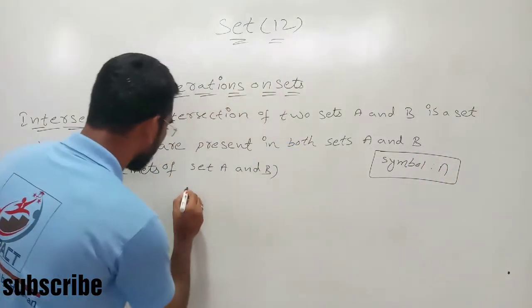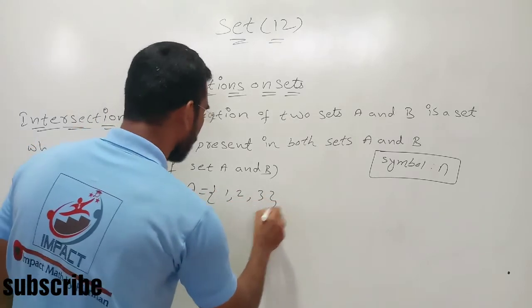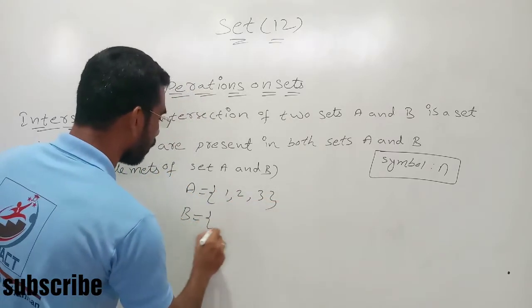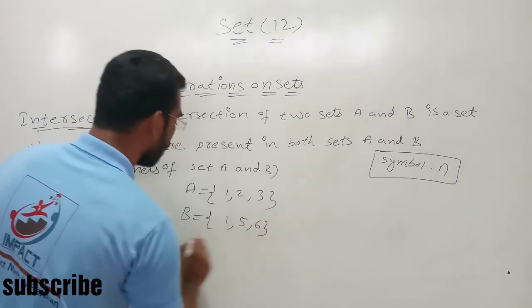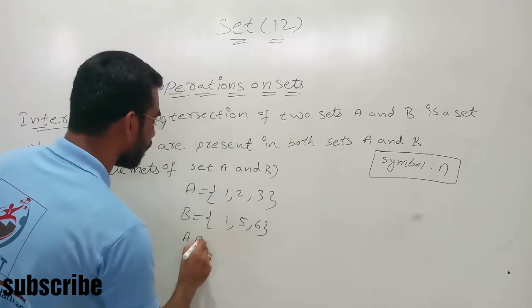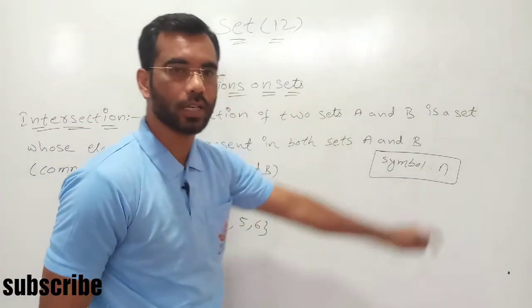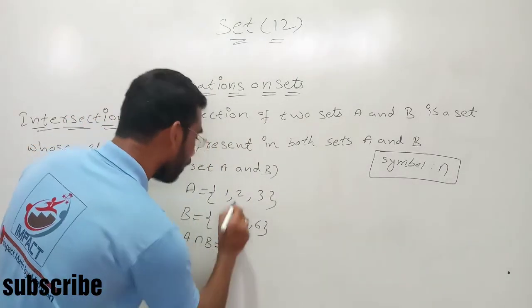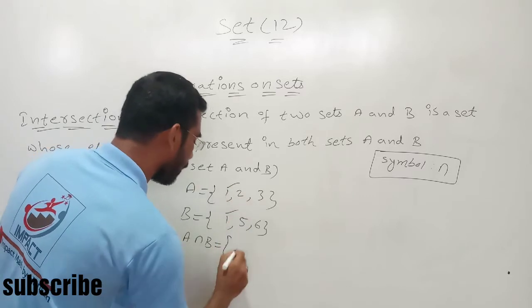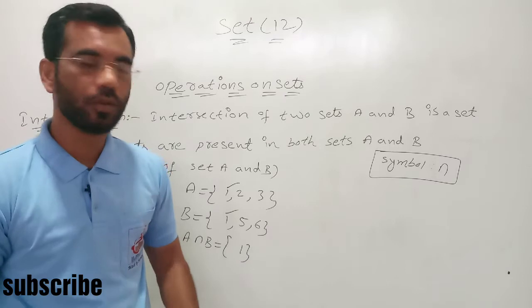Example, if I take A is equals to 1, 2, 3 and B is equals to 1, 5 and 6. What is A intersection B? This is the symbol for intersection. What is common in this one? 1 is common. So A intersection B is equals to 1.